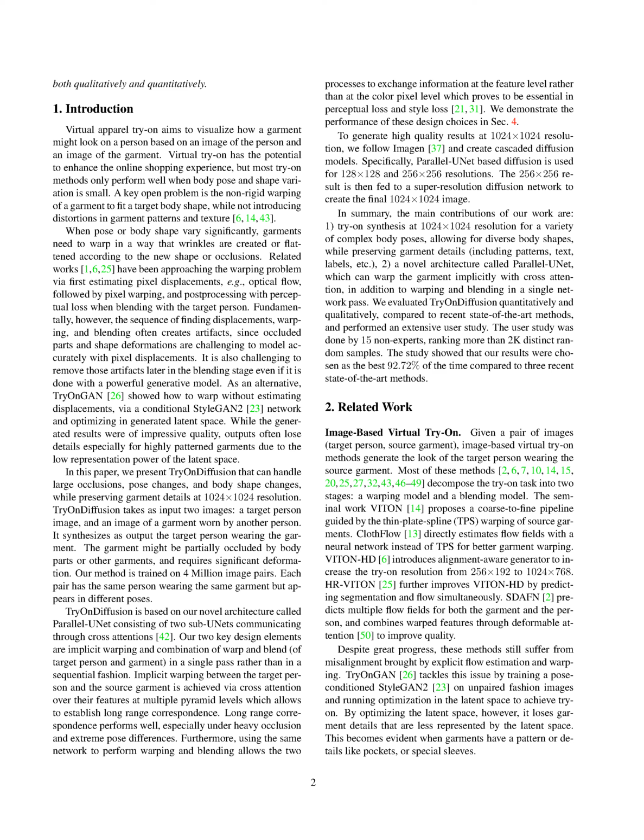Section Summary. The paper discusses the challenges of virtual apparel try-on and presents TryOnDiffusion, a method that can handle large occlusions, pose changes, and body shape changes while preserving garment details at 1024 by 1024 resolution. The method is based on a novel architecture called Parallel-UNet, which can warp the garment implicitly with cross-attention and perform warping and blending in a single network pass. The method was evaluated quantitatively and qualitatively, and a user study showed that TryOnDiffusion outperformed 3 recent state-of-the-art methods 92.72% of the time.